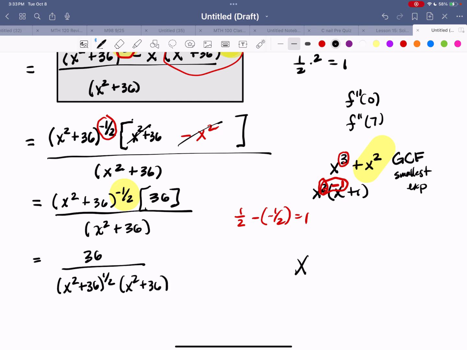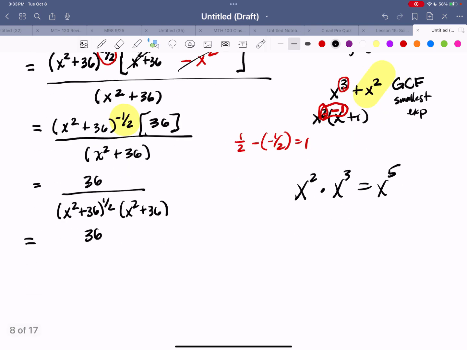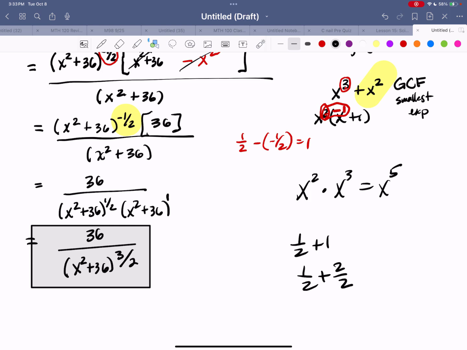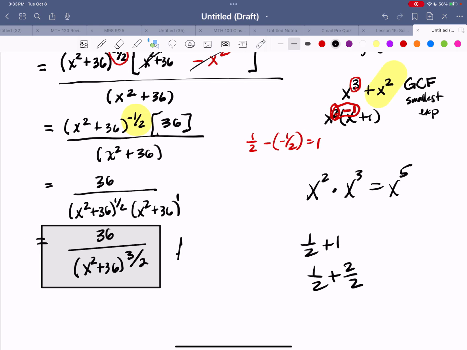Now remember, when you have two bases being multiplied, you keep the base the same and you add the exponents. So this is going to be 36 over x squared plus 36. Remember, there's a 1 there, and 1/2 plus 1 is 1/2 plus 2 over 2, so this is 3/2. And that is the simplified version of the second derivative. This is the second derivative of f.